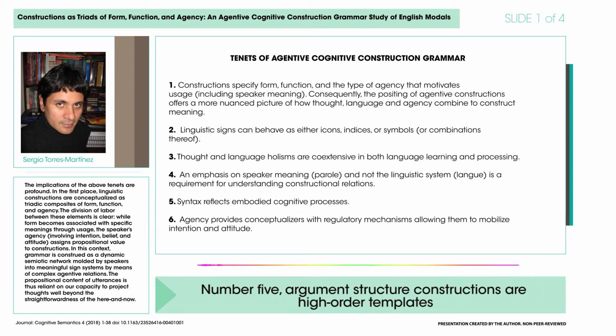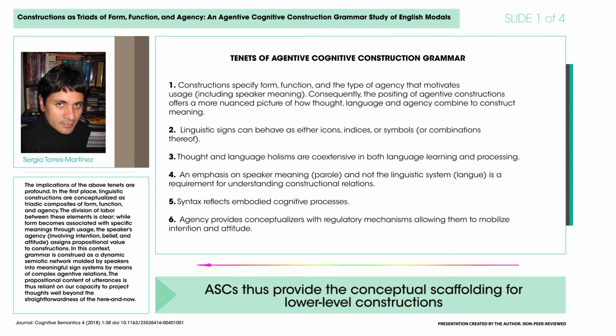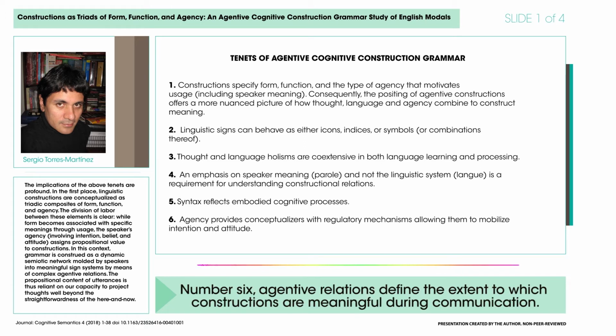Number 5. Argument structure constructions are high-order templates that help organize linguistic content thanks to their linguistic and non-linguistic properties. ASCs thus provide the conceptual scaffolding for lower-level constructions to become associated in an inheritance network. Number 6. Agentive relations define the extent to which constructions are meaningful during communication.